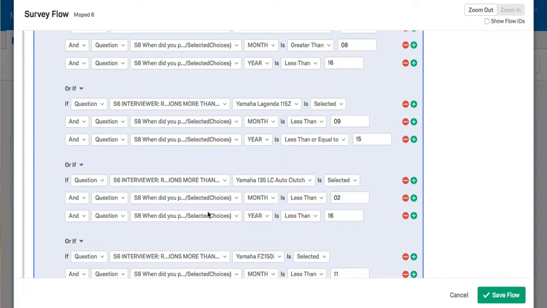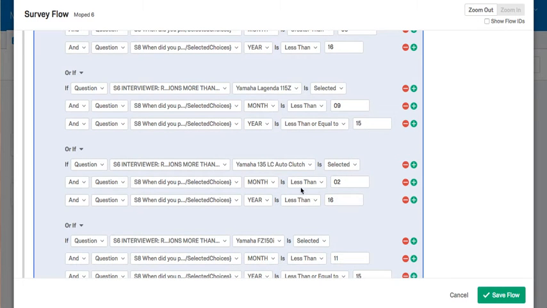So we have 2 logic sets for the Yamaha 135. One that's kicking out people who are less than February, and another that's kicking out people who are greater than August, and all that are less than 2016. And that's the other thing. This is currently saying less than when it should be less than or equal to, because we're kicking out everyone from 2015, but we're also letting pretty much anyone through that is in 2016. So this would need to be less than or equal to.